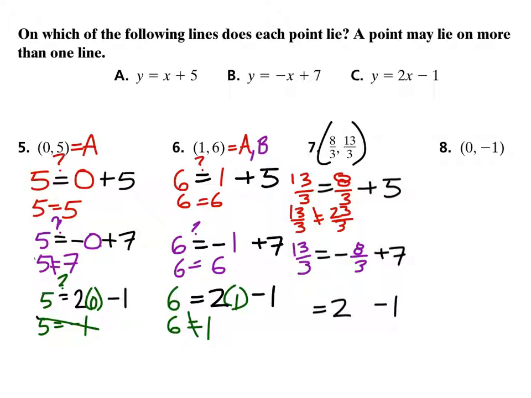So that'd be negative 8 thirds plus 21 thirds, which does give us positive 13 thirds. Of course, you could use your calculator to figure that out. So it is on the line B. But finally, let's check line C. So 2 times the x value, which would be 8 thirds there, and we want to see if this is equal to 13 thirds. So that would be 16 thirds minus 3 thirds, which would be 13 thirds. And so these are equal, which means that at this point 8 thirds and 13 thirds is also on line C.